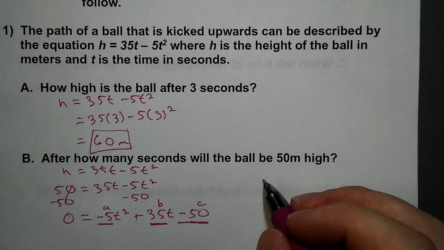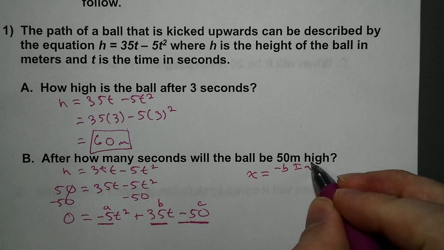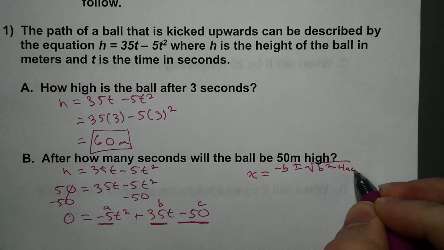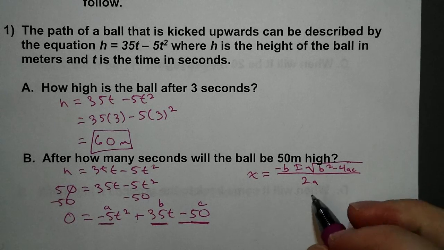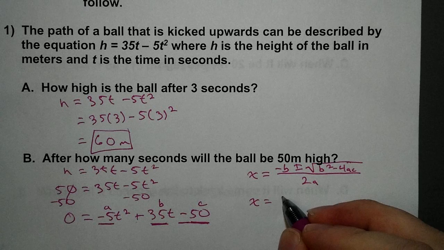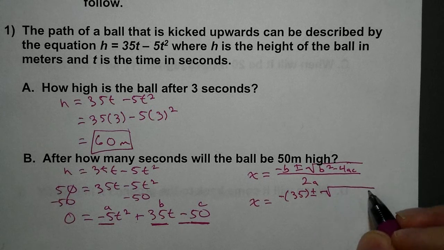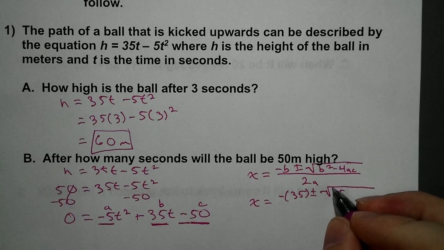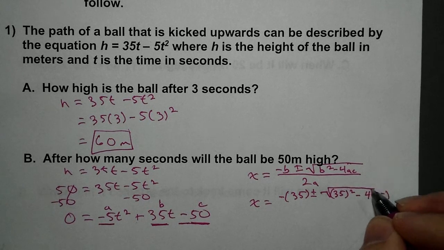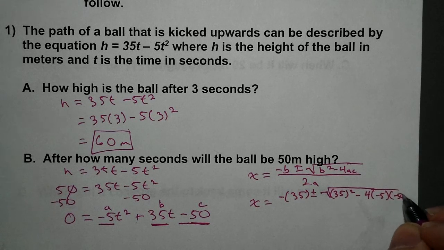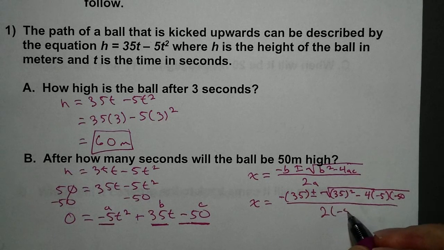So, remember, your formula is x is equal to negative b plus or minus the square root of b squared minus 4ac, and all of that is over 2a. All we're doing is plugging in our a, b, and c. So, x will be equal to negative of 35 plus or minus the square root of b squared, so 35 squared minus 4 times negative 5 times c, which is negative 50. And all of that is over 2 times a, which is negative 5.